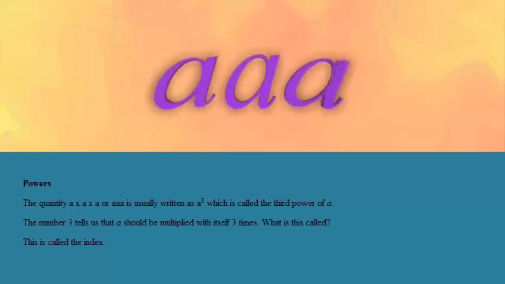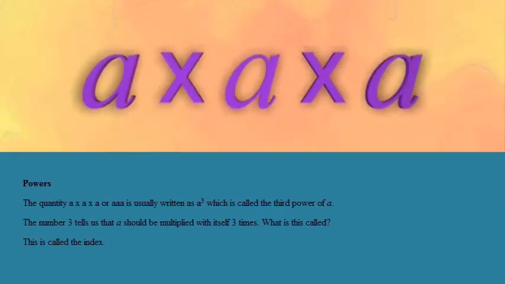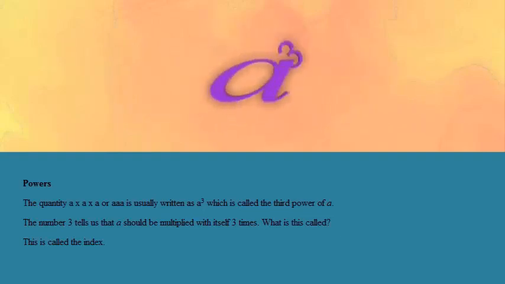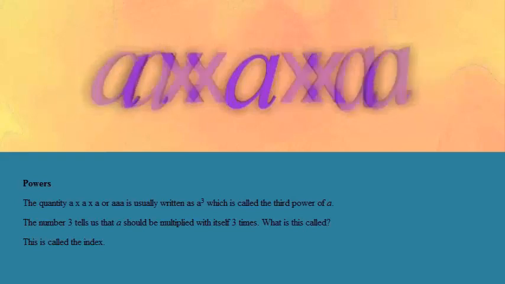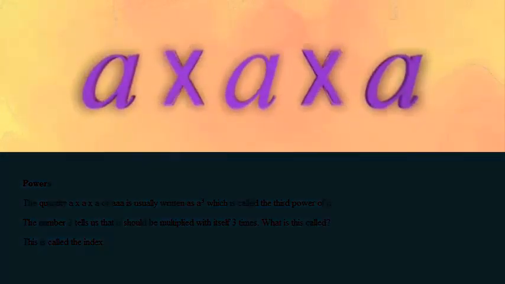The quantity A times A times A, or AAA, is usually written as A cubed, which is called the third power of A. The number 3 tells us that A should be multiplied by itself 3 times. What is this called? This is called the index.